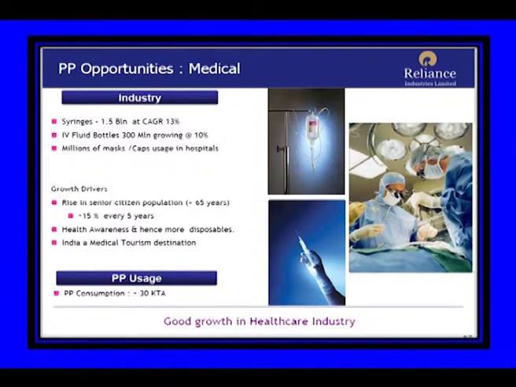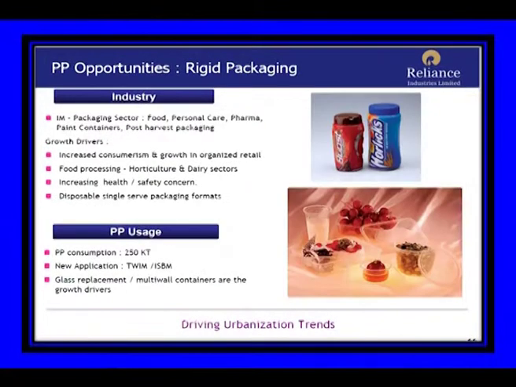This is the syringe and the bottles, glucose bottle. Earlier that used to be glass. So you see even the mask and other things, we are also using polypropylene. Similarly, you see the other application of rigid packing.